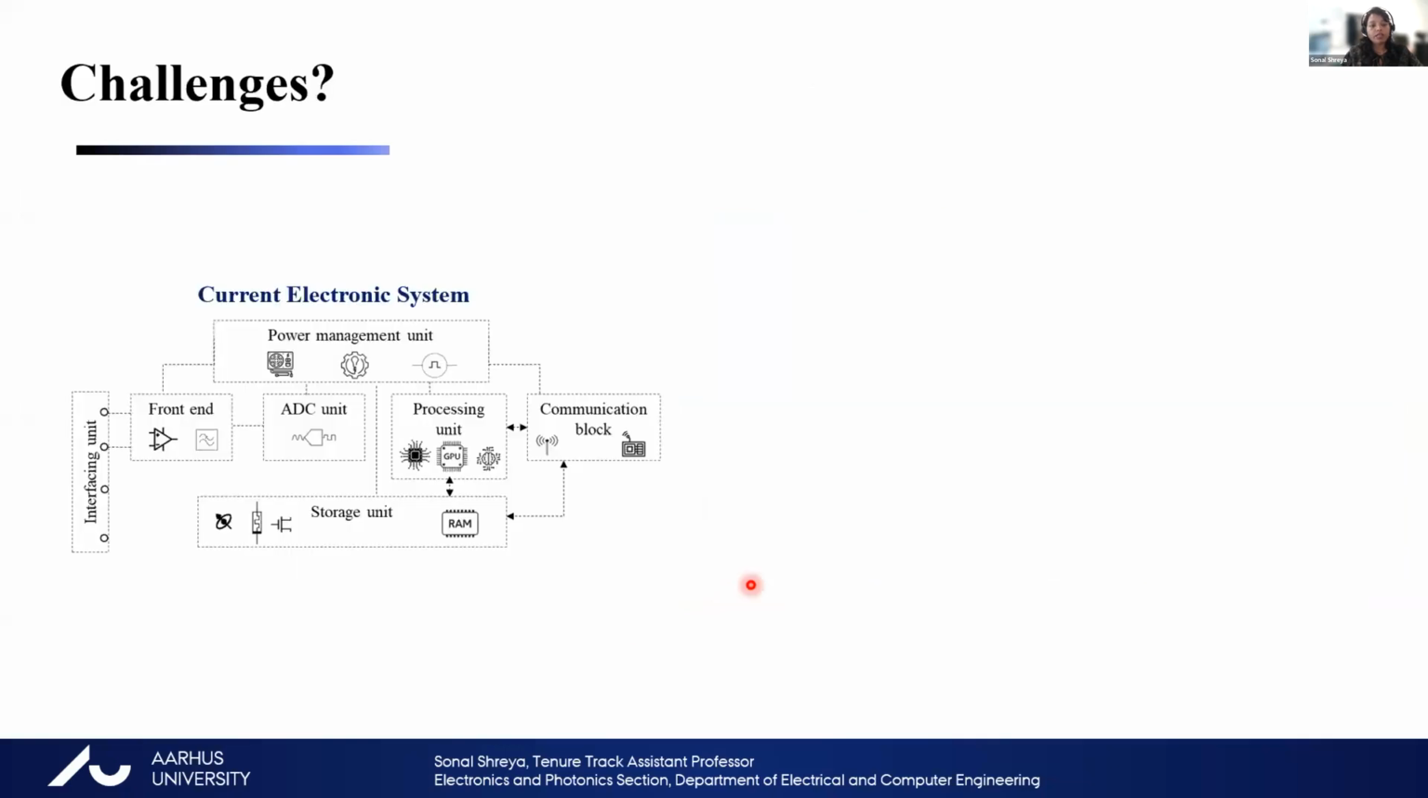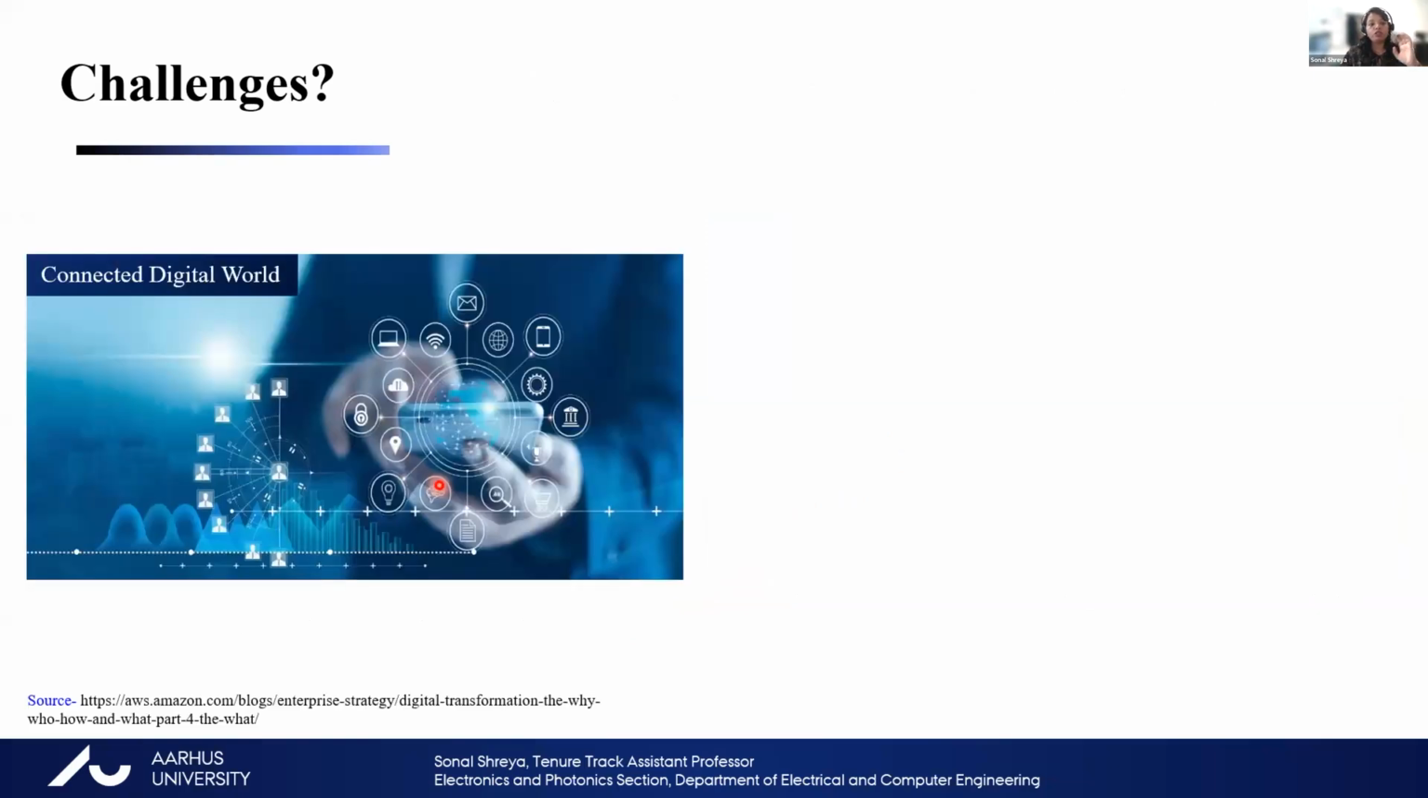When we look at the current electronic system, it consists of several blocks, and they are all separately placed. For example, power management unit, communication block, storage unit, processing unit. If our aim is to look in the future towards a connected digital world, where we want to process the data, store the data, and sometimes communicate and sense the data at the same time, then it is not possible to achieve that through this current electronic system.